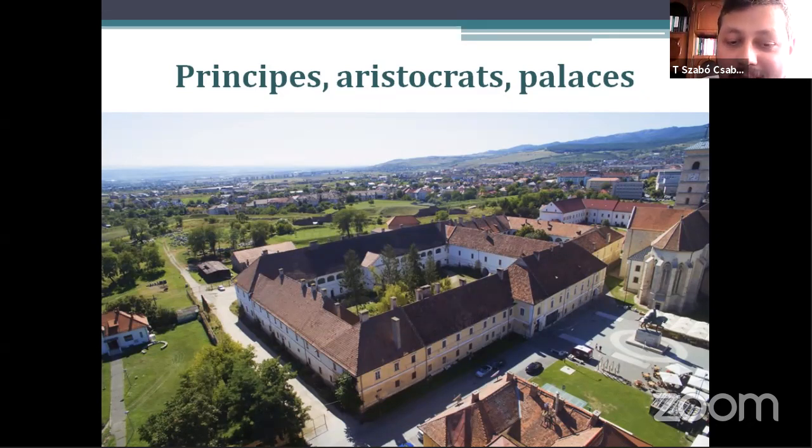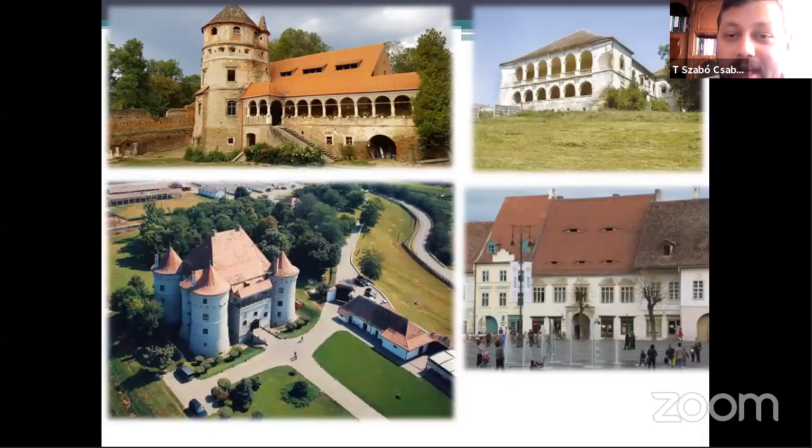There is the famous palace of the Princeps in Alba Iulia, and many aristocratic palaces from the Renaissance period, especially of the big Transylvanian aristocracy, the Banfi, the Haller, the Bethlen families. They built most of these aristocratic residences, which are still visible. Some of them are in bad shape, others are restored recently.